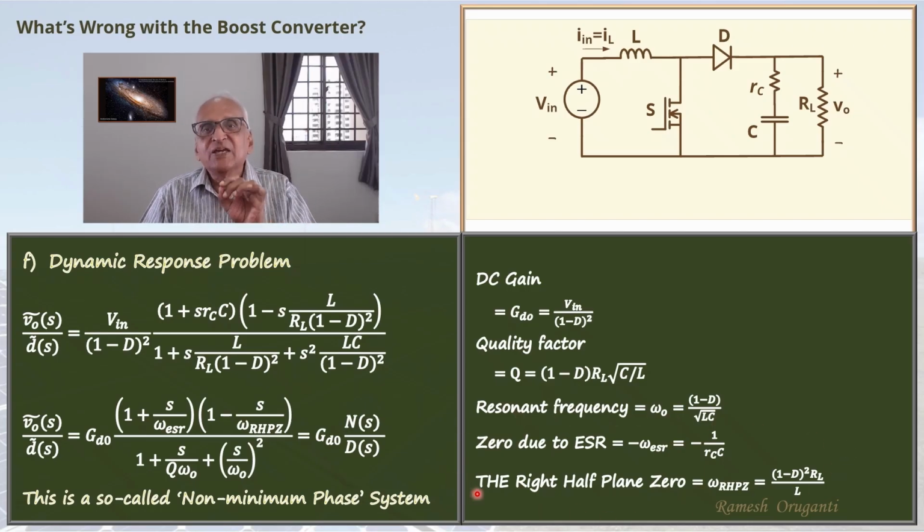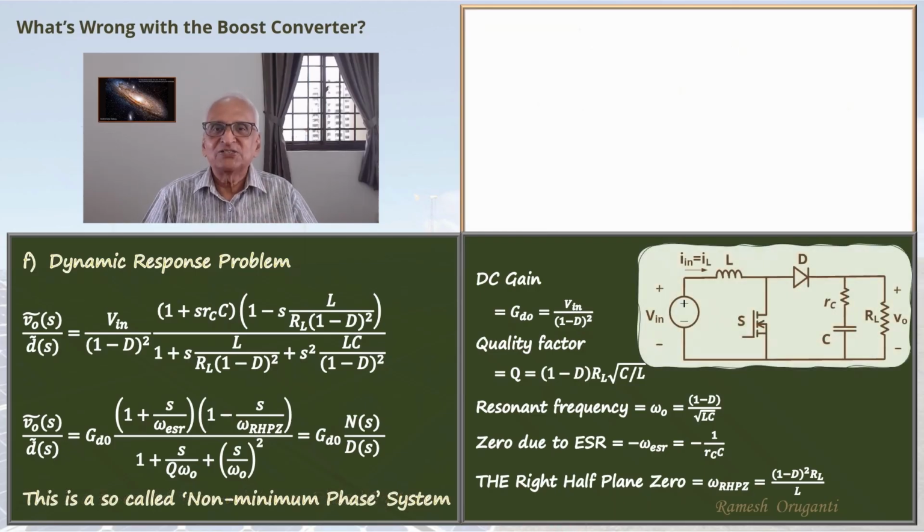So these are the two zeros of the system. The dynamic response problem arises due to this right half plane 0 shown here. This is very particular to boost converter, buck boost converter, Cuk converter, and similar converters. Does not occur in buck converter or buck derived converters.